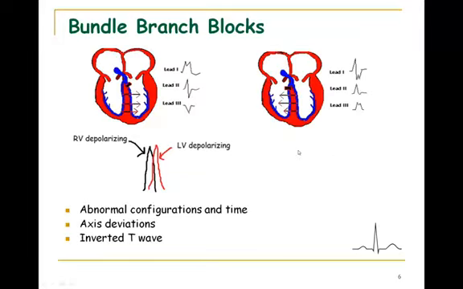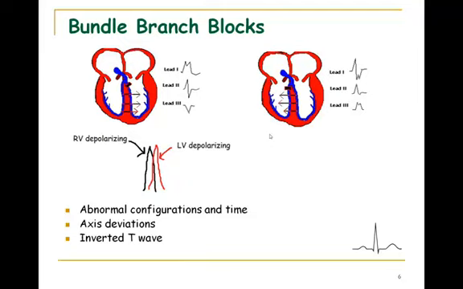Now the bundle branch blocks. Here, with bundle branch blocks, you still have an issue in the ventricles taking longer to depolarize, but the cause is a little bit different. In hypertrophy, you just have more muscle mass. With a bundle branch block, you have a block in the conduction system, and specifically the bundle branches.